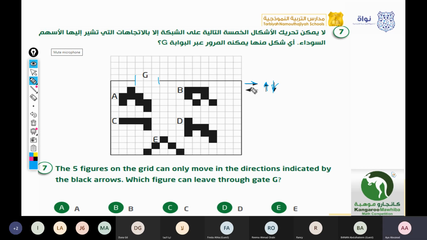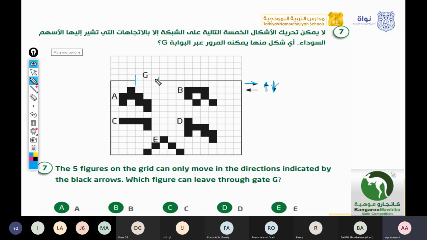Who said it first? Frida. Super Frida. Excellent. Most of you solved it wrong. Frida, you have the first true answer. So who wants to explain? Ransi, what's your opinion? Think with me.